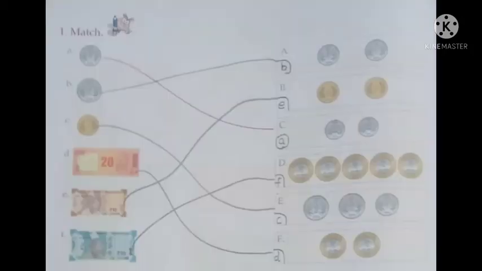In this exercise, we have to do the matching. Some coins and some notes are given in different forms. We have to make the amount and match it accordingly. Here the first is a 1 rupee coin. Now we have to find the equal amount. We are having 2 coins of 50 paisa. 2 coins of 50 paisa is equal to 1 rupee. So we will match it with it.